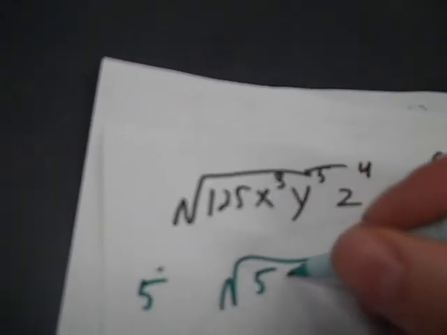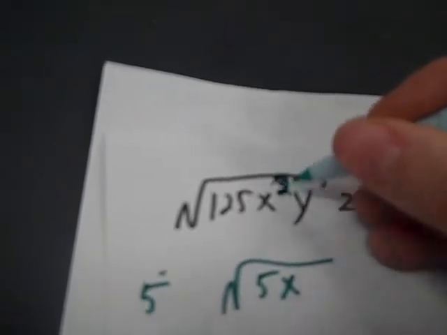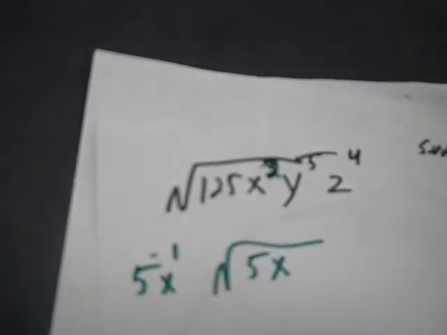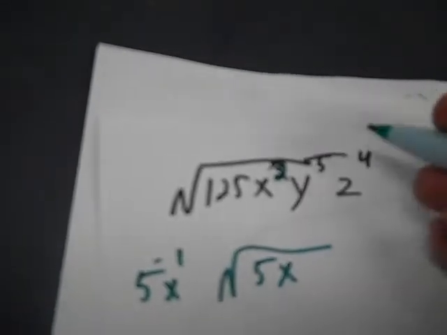Now, x to the third. Now, it's to an odd power, so you're definitely going to have an x inside the root, and then you can take 1 away from 3, becomes 2, okay? So that would be x to the 1, okay? You just cut it in half. You can also just put x if it's to the first.